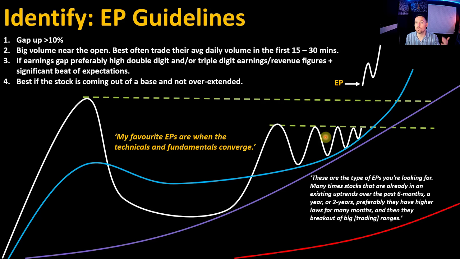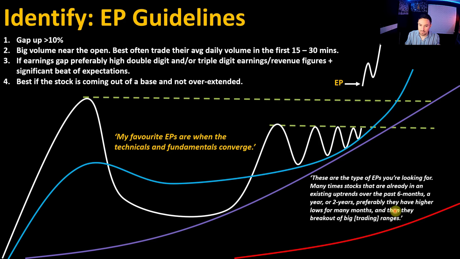That's a huge surprise. Oftentimes you could get it as well if a company comes out with earnings and there's a material change of some form in terms of the news, i.e. they announce, we have just signed a 10-year agreement with the government for our products and services, and it's going to be worth X to us, and X could be a significant increase on what the analysts were expecting. So on these kinds of EPs there can often be a material change in news and outlook for the company, but potentially the earnings side as well, a big beat on the earnings and the revenue side of things. So these are the type of EPs you're looking for. Many times the stocks are already in existing uptrends over the past 6 months, a year or 2 years, preferably building higher lows for many months, and then they break out of a big trading range. So you'd like to see the stock in a longer term uptrend.